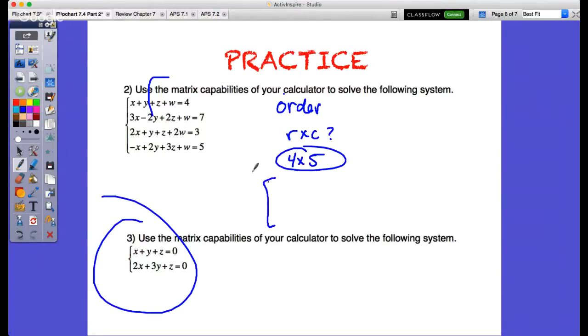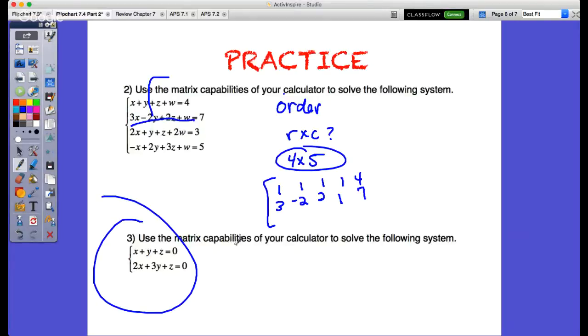So when I go to matrices, I would start from up here, it'd be 1, 1, 1, 1, 4. The next one would be 3, negative 2, 2. Notice this is the second one, right? 1, positive 7, and so on and so forth. That's how you would attack it.